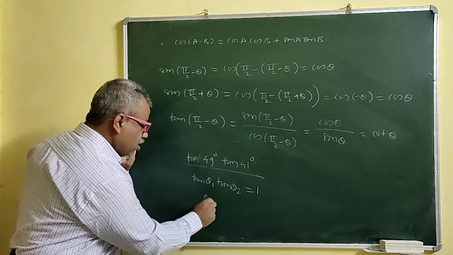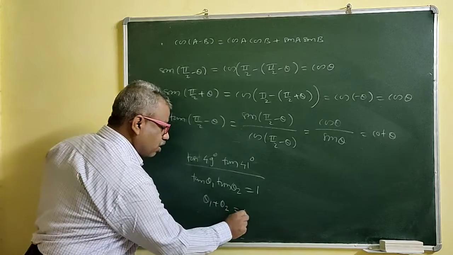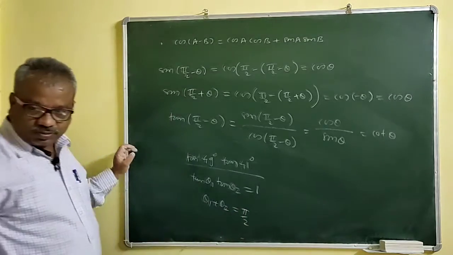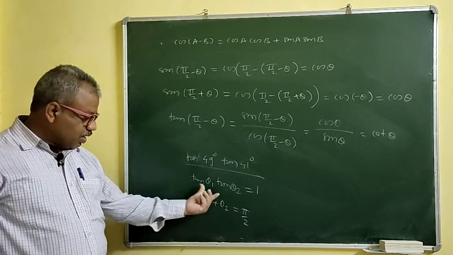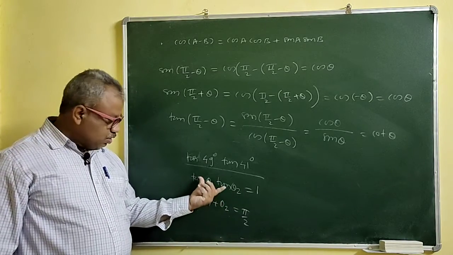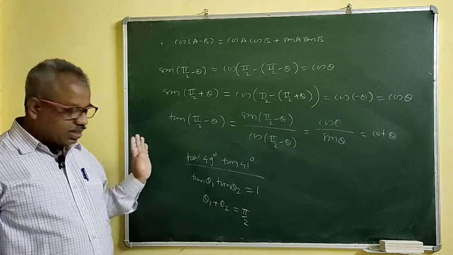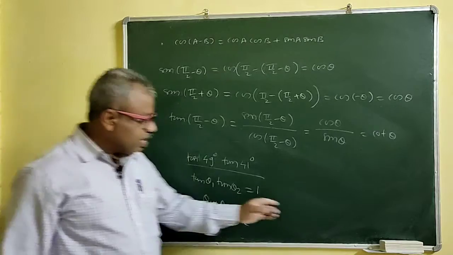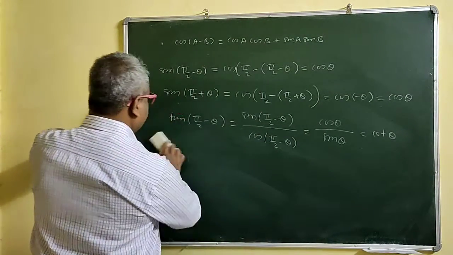When theta 1 plus theta 2 is pi/2, right? We get a new formula now. So if the sum of the angles is pi/2, then the product of the two tans will be 1. Right? So directly you can cancel this. So take care when you are solving problems for competitive exams.